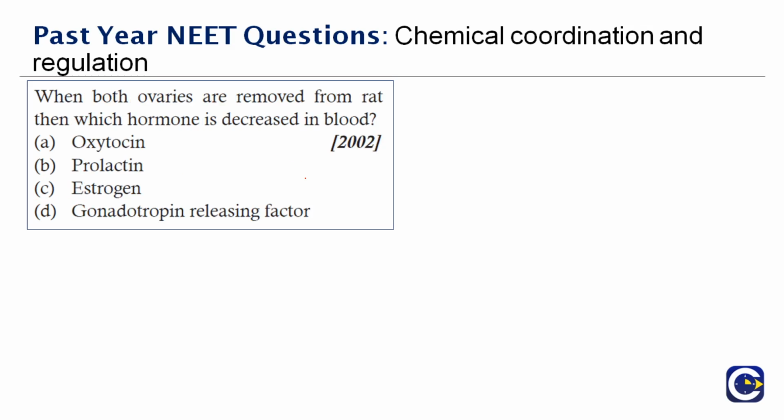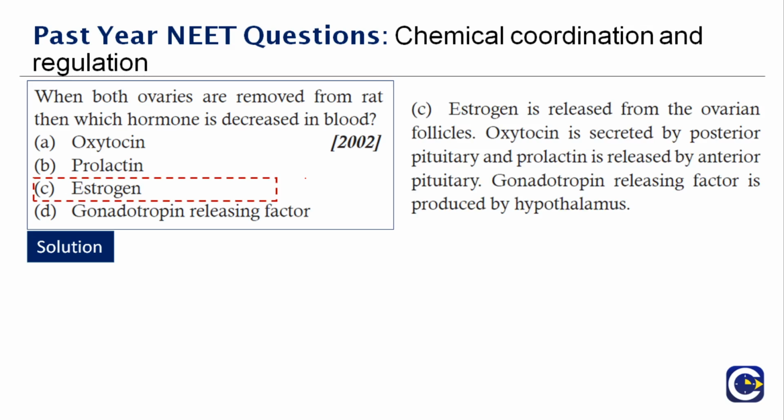Next question here. When both ovaries are removed from a rat, which hormone is decreased in blood? Ovaries are very important. They are responsible for the production of estrogen. Estrogen is released from the ovarian follicles. Oxytocin is secreted by the posterior pituitary gland, and prolactin is from the anterior pituitary. Gonadotropin releasing factor is produced from the hypothalamus. Now, when you remove the ovaries, estrogen will not be released in the rat. Therefore, the right answer is option C.